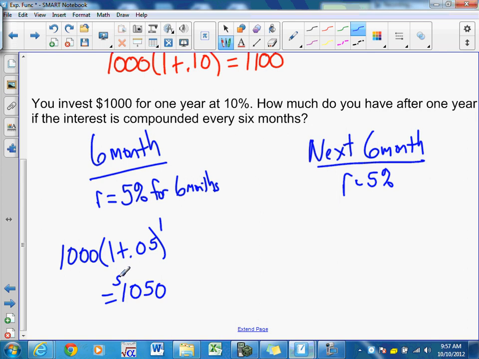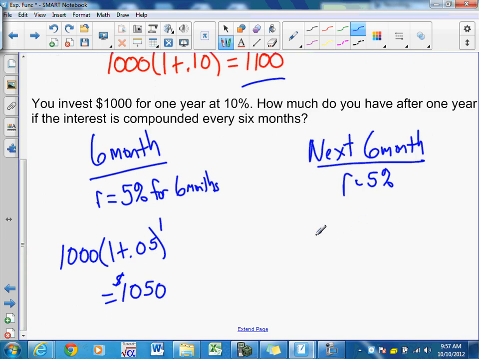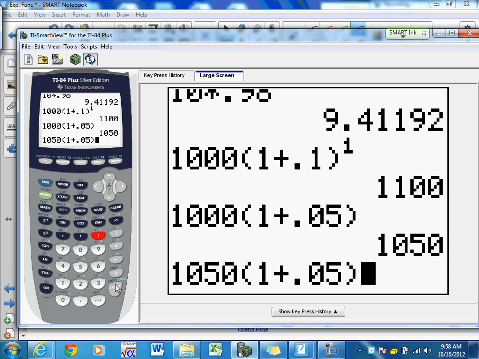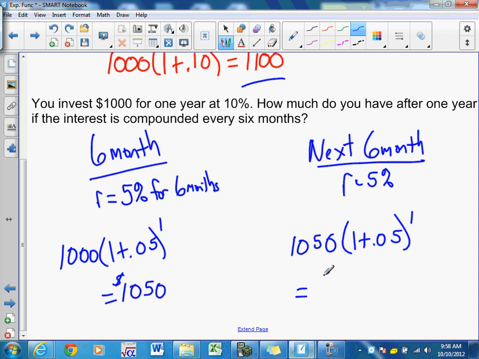If you look up top, after a year, I have 1,100, so 1050 plus 1050, right? Not quite. Let's do the next 6 months. Now, after the next 6 months, I don't have 1,000. I have 1,050. My rate is still 5% for 6 months. And so now what do I get? Now I have 1050 times 1 plus 0.05, and I get 1102.